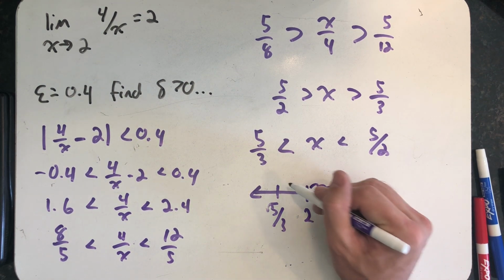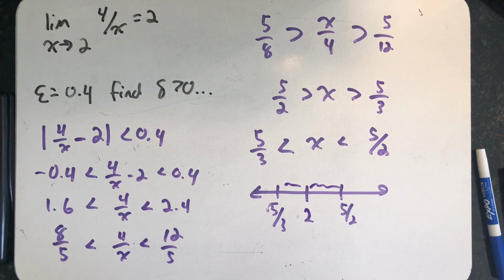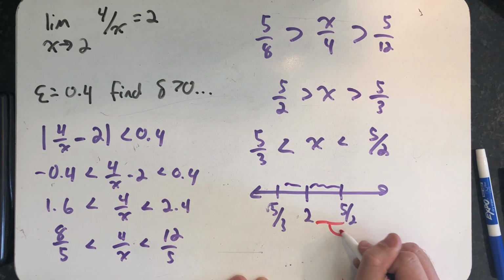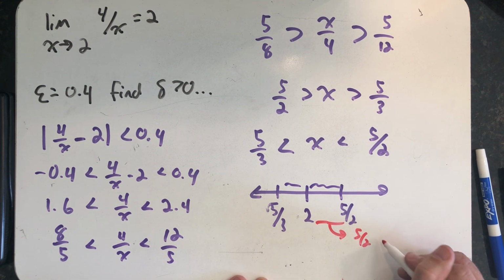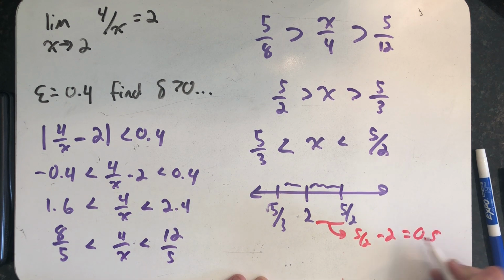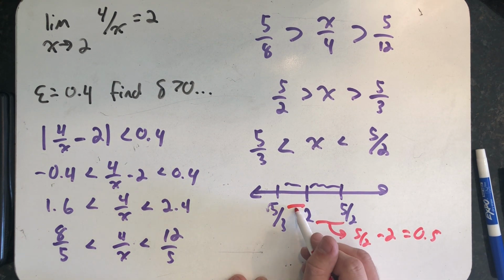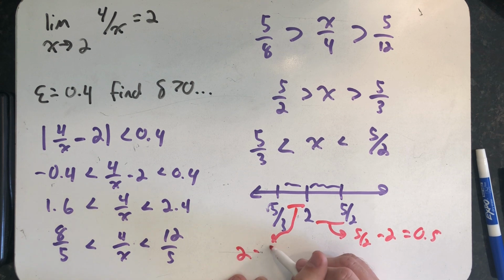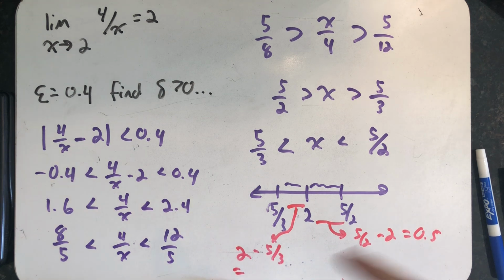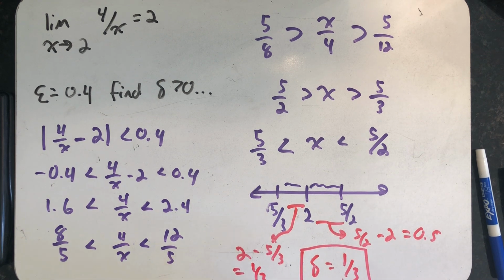My value of delta is a distance. So delta could be this distance, which would be 5 over 2 minus 2, which would be 0.5. Or delta might be 2 minus 5/3, which would be, let's see, that's 6 over 3, that would be 1/3. So I'm picking between 1/2 and 1/3. Delta is 1/3, always the smaller number. And there I have a nice, happy, exact answer for delta.